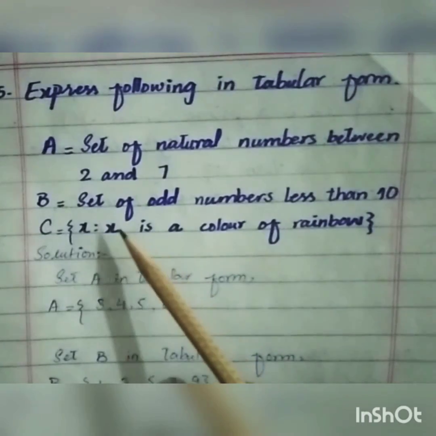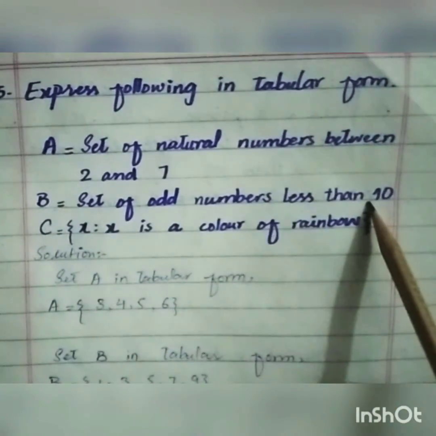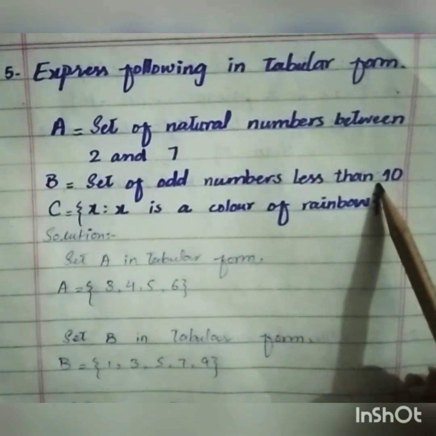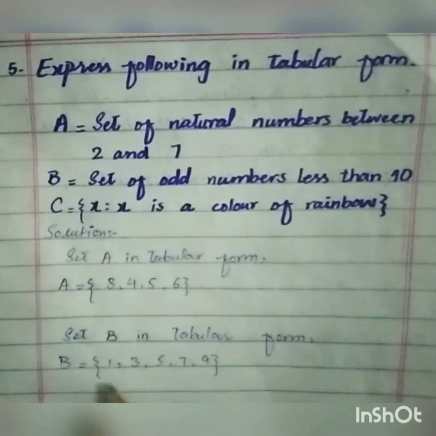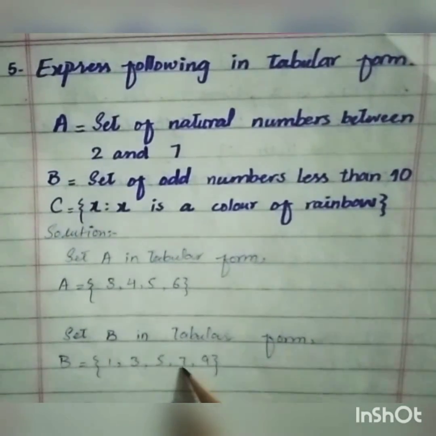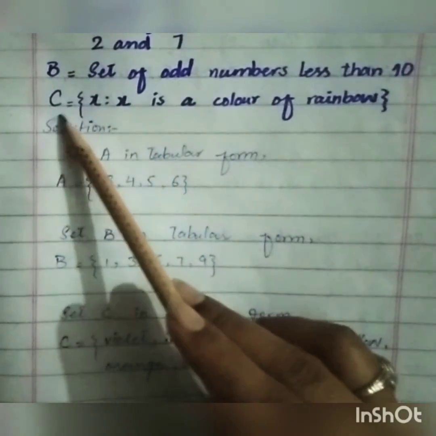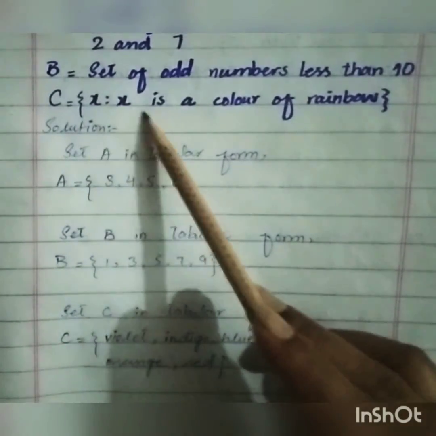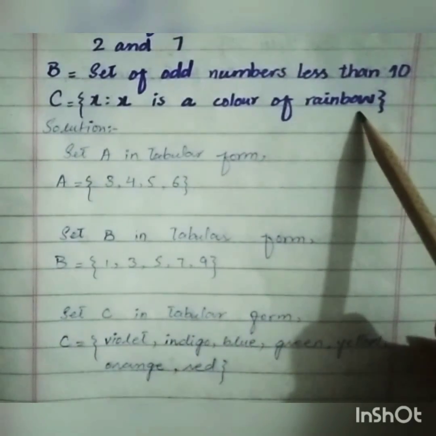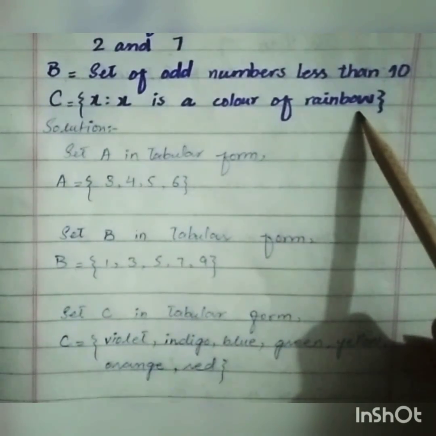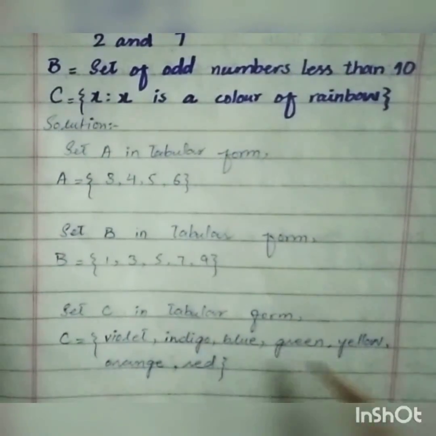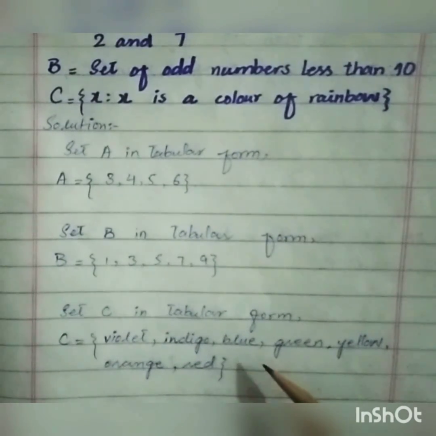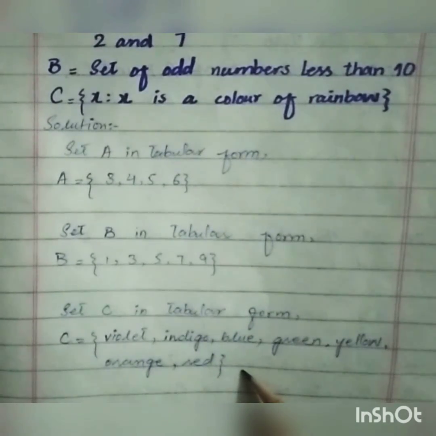Set B is the set of odd numbers less than 10. As we know, the odd numbers less than 10 are 1, 3, 5, 7 and 9. So we will represent it in tabular form as B is equal to the set 1, 3, 5, 7 and 9. The set C is equal to the set of all x such that x is a color of the rainbow. In order to represent it in tabular form, we know that the colors of the rainbow are 7: violet, indigo, blue, green, yellow, orange and red. This representation is called tabular form, and these are the colors of the rainbow.